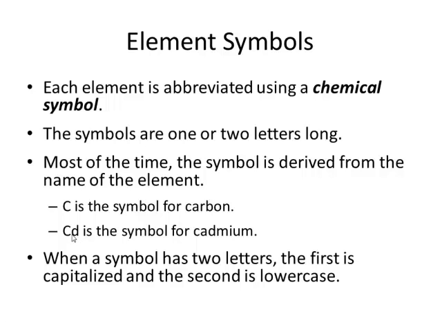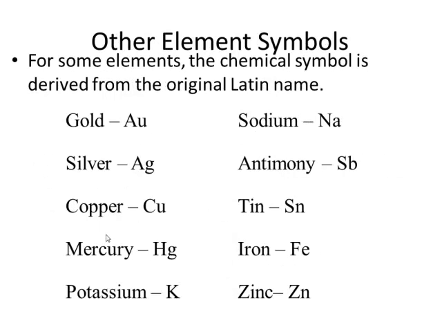Some of them are the first 2 letters, like calcium is Ca. Some of them are the first and third letters. Some of them have Latin names, so there are all different things. Here are Latin names: gold is Au, silver is Ag, and you just have to memorize these. I have a chart in here, and you need to know the correct spelling and name of the elements.